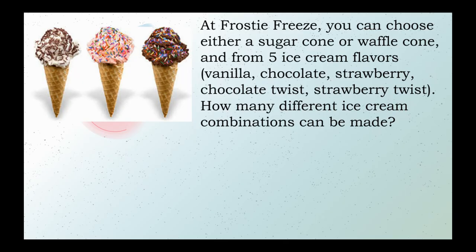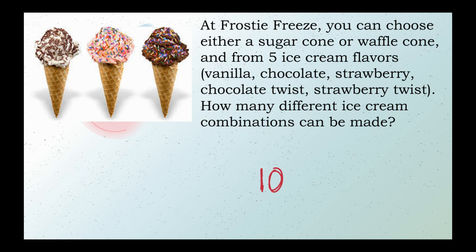So at Frosty Freeze, everybody's favorite ice cream joint, you can choose either a sugar cone or a waffle cone. So you have 2 choices of cone and 5 different ice cream flavors. They have vanilla, chocolate, strawberry, chocolate twist, and strawberry twist. How many different ice cream combinations can be made? Now, we're going to assume it's just 1 scoop or 1 serving because they have soft serve there. So we're going to multiply the 2 cones by the 5 different ice cream options, and we get a total of 10 different ice cream combinations. Okay? Again, not too terribly difficult. We can figure that out pretty easily. And that kind of makes sense, right?